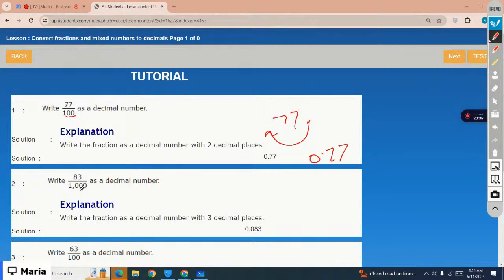So the other example is 83 over 1000. You have three zeros here, right? So the 1, 2, and 3. You move from here to here. That would be 0.083. Got it?